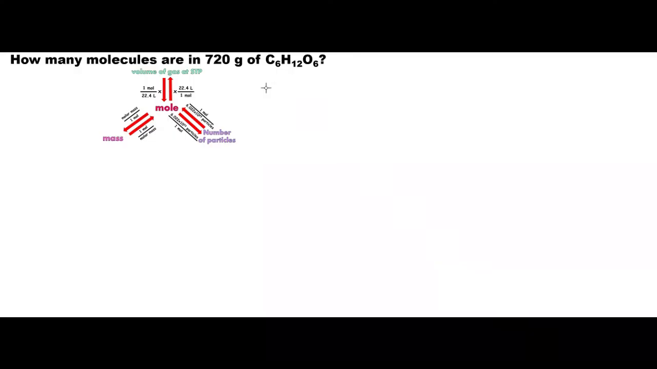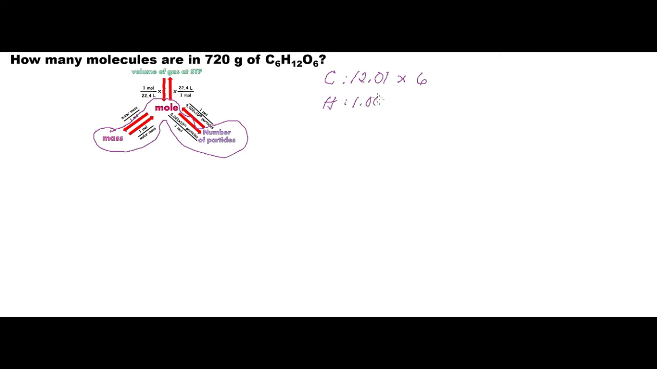C6H12O6 is glucose, and we want to get the number of molecules given the mass in grams. So we're going to follow this pathway. First step is to get the molar mass of the compound. So C 12.01 times 6, H 1.008 times 12, O 16.00 times 6. Solving for this, the molar mass will be 180.156 grams per mole. Now that we're all set, let's make the table.